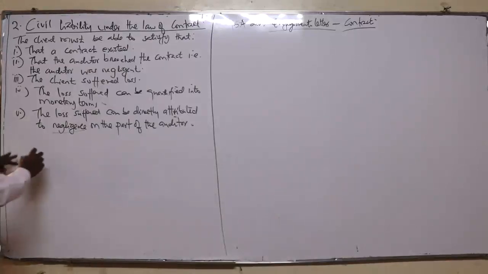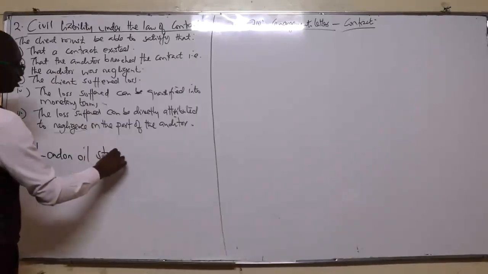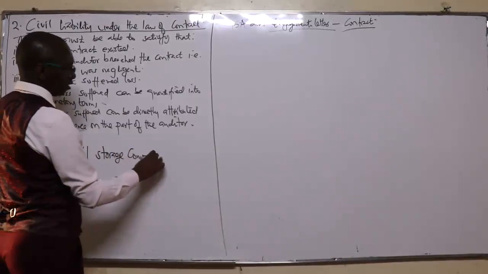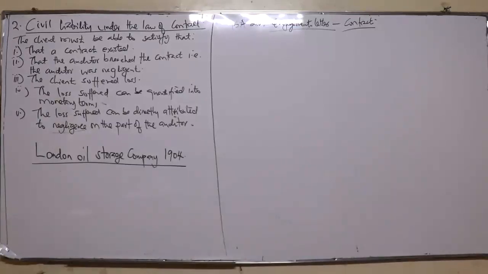We will discuss a case of Re Kingston... the Rwandan Oil Storage Company of 1904. So what happened in this case, before we write?